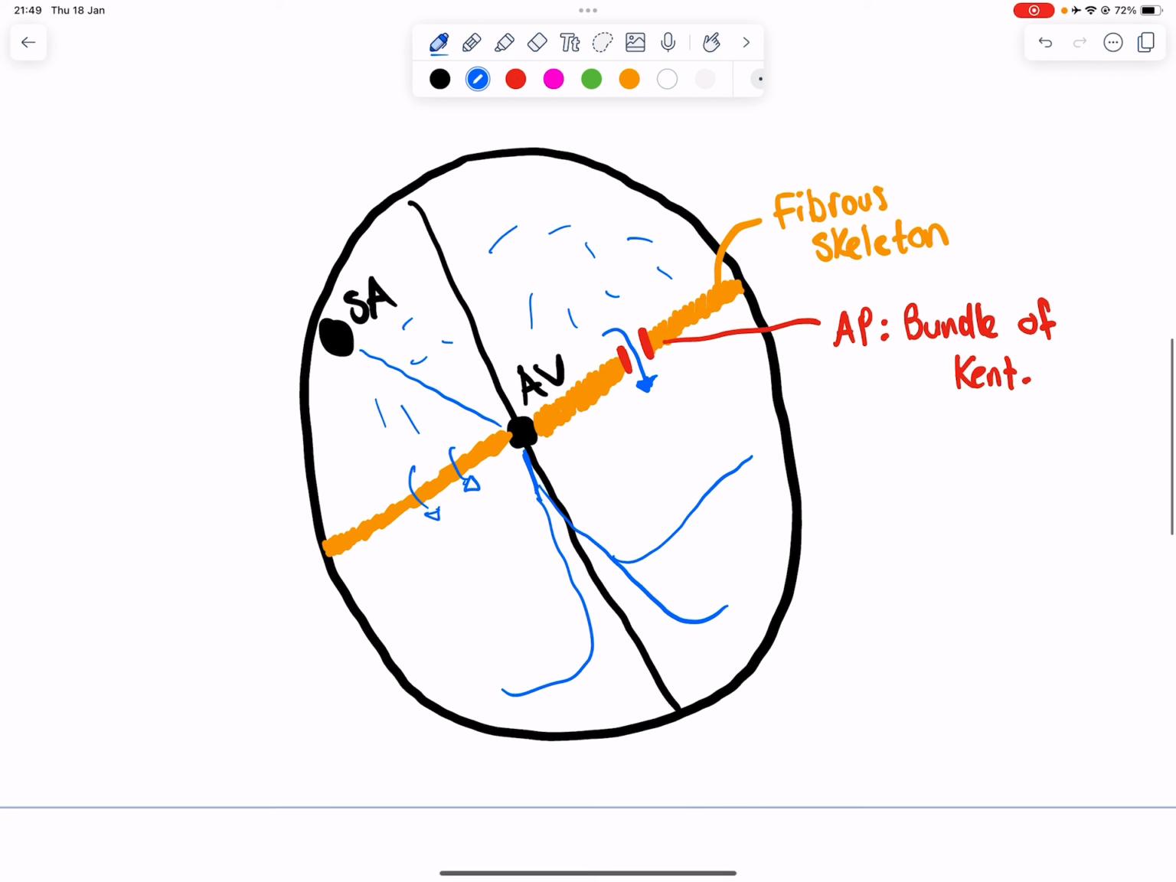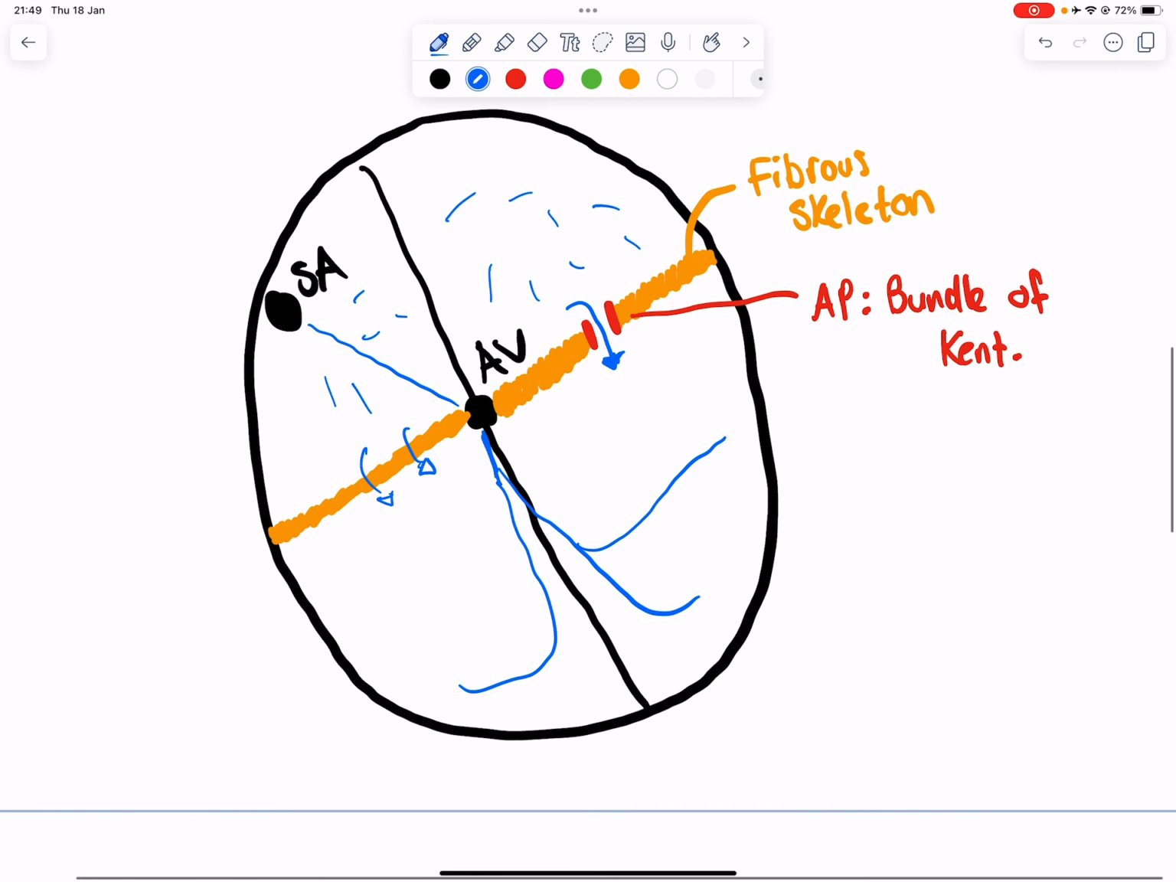So what ends up happening is that we get this classical delta wave, and I'm going to explain how that happens. We've got our P wave and then we've got our initial slurring. Let's explain what happens to that initial slurring. As these impulses travel from the SA node to the AV node, they get delayed at the AV node. Remember, one of the AV node's functions is to delay impulses to allow for sufficient ventricular filling, so that the ventricles can be filled with enough blood to eject to the lungs and the body.